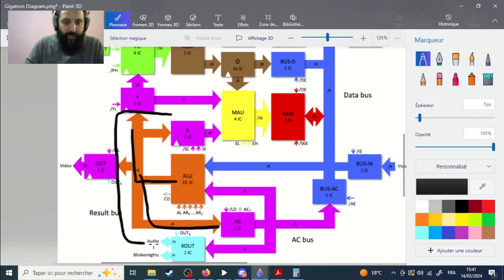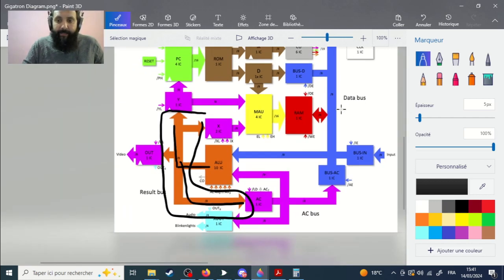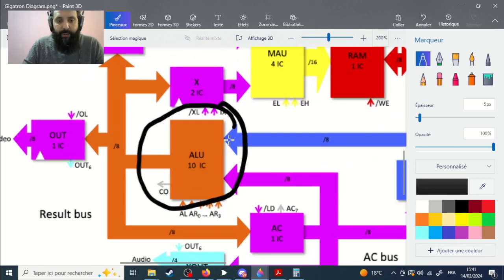This orange bus is used to put the result after the calculation. The result is here, and the data before the calculation is here, and after the calculation is here. The calculation is done by the ALU, of course. The ALU is the main component to do the calculation.